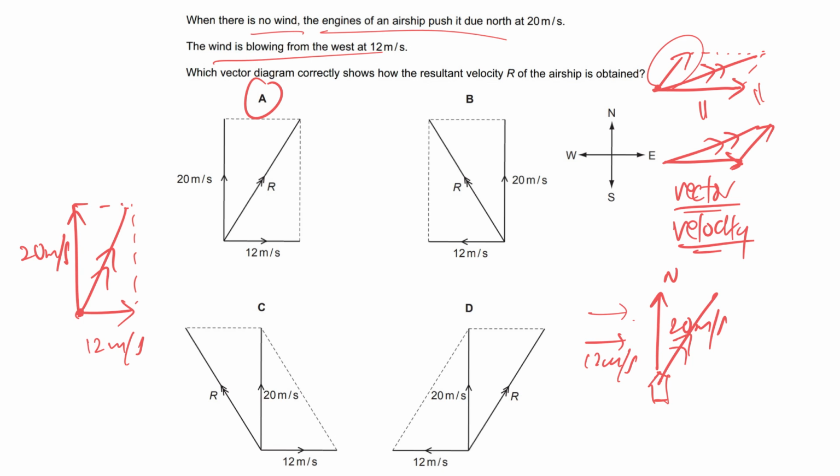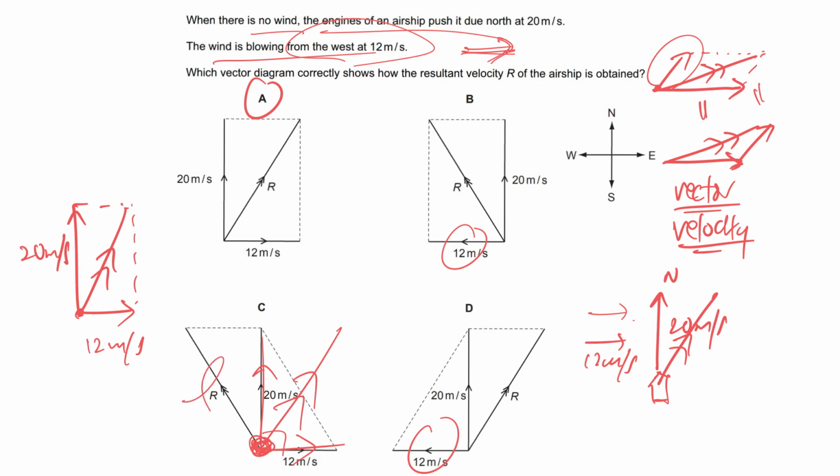Of course, you can eliminate two of the options directly, because if you know that the wind is blowing from the west, the wind velocity should be to the right. So these two, the directions are wrong. So straight away you can eliminate. And this one is similar. You know that just like two forces pulling you at 90 degrees, you will go diagonally to the right, not to the left. So this is also wrong.